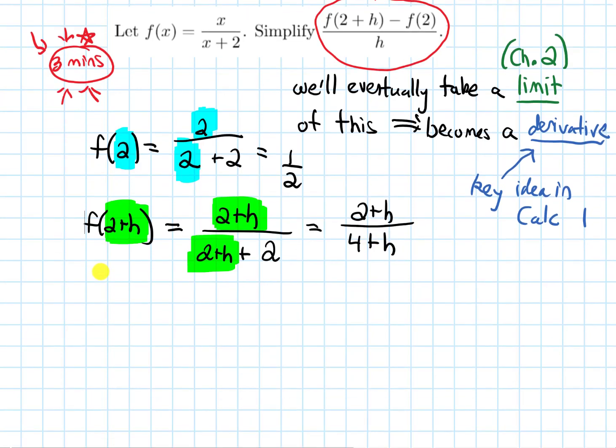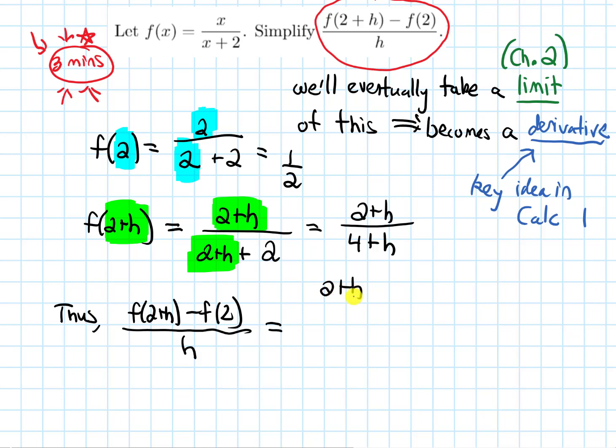All right, so let's put this together. Thus, if I write this whole fraction, f of 2 plus h minus f of 2, I'm just going to rewrite it all over h. F of 2 plus h, I know now is 2 plus h over 4 plus h, minus f of 2 we know is 1/2. And this whole thing over h.